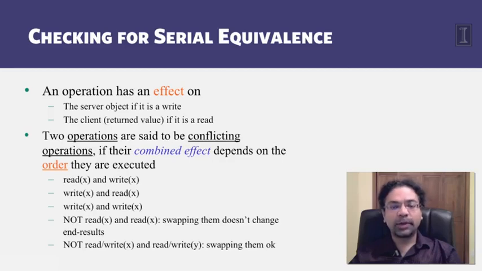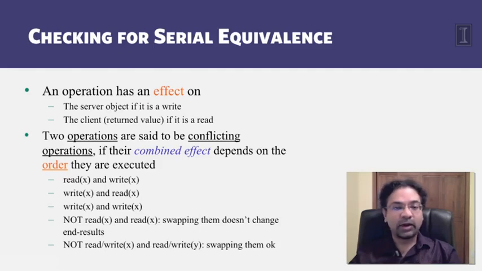In other words, swapping their order will give you a different end result as far as the servers or the clients are concerned. For instance, if I have a read operation on an object X and a write operation on the same object X, for instance being executed by two different transactions, their ordering is going to make a difference. If the write came first, then the read will read this newly written value. However, if the read came first, then it would read the old value, and so the combined effect of these two operations really depends on the order in which they are executed.